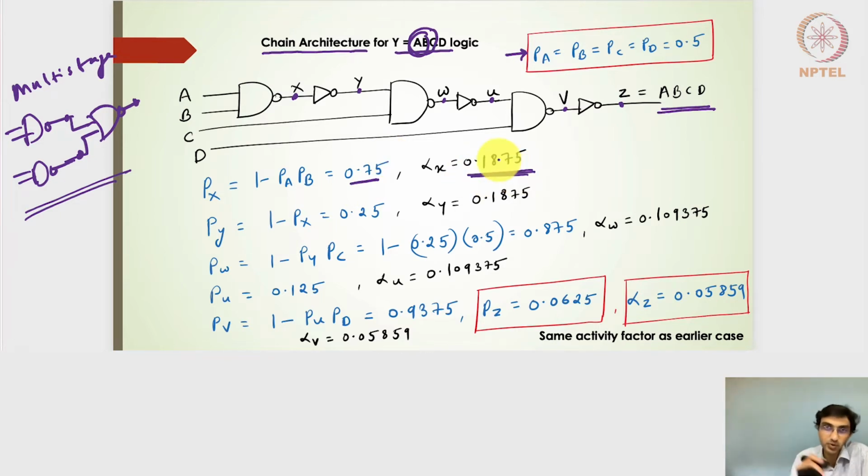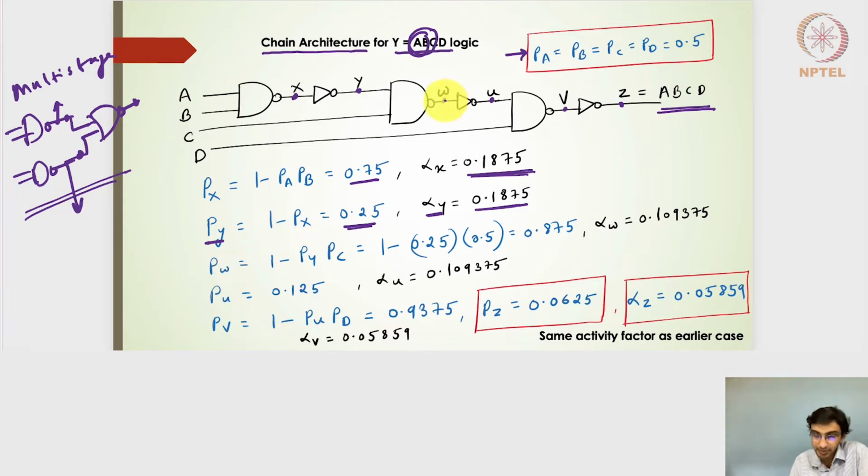Right, and it is very similar to what we had got for the multi-stage architecture at the node X. At the node Y, I'll have the inverted output of the X input, so it is nothing but 1 minus Px, which is 0.25. The activity factor will be nothing but Py times the complement of Py, so it remains the same as that of Px, the activity factor at the X node. So even the Y node will give me an activity factor of 0.1875. And remember that the Y node output is an output of the inverter. Right, in the multi-stage architecture, we had got the activity factor at that output node as 0.875, and the output node here was nothing but 0.1875.